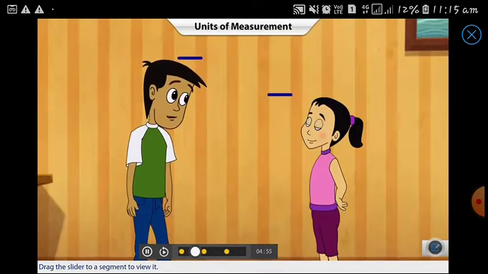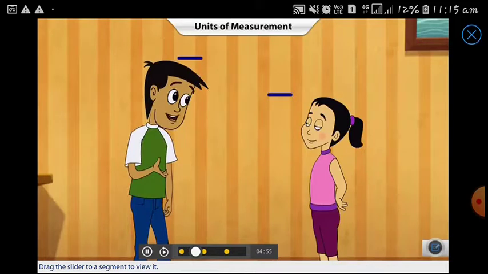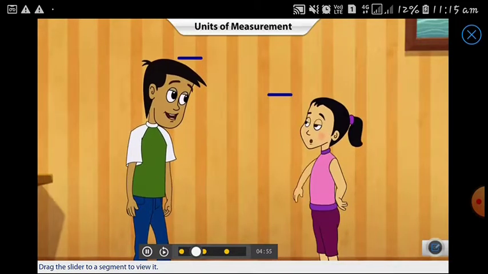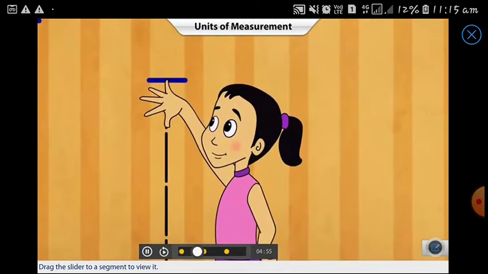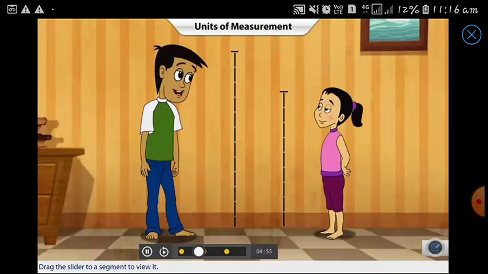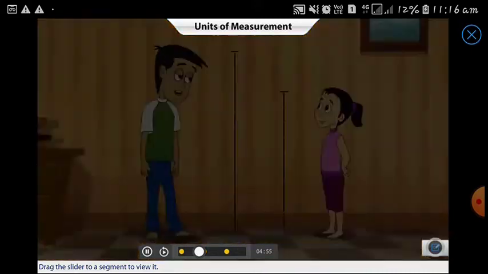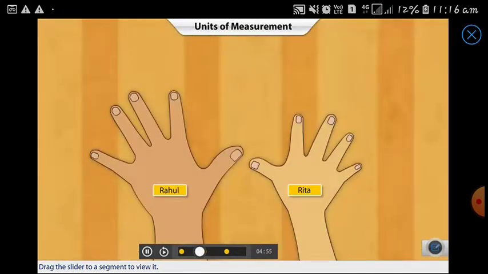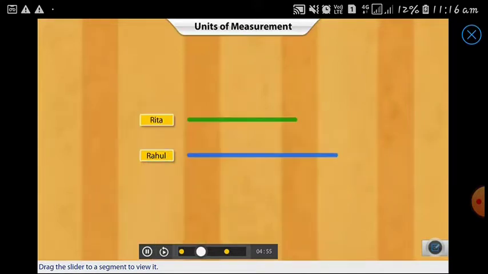Okay, Rita, tell me, how will you measure the height now? Why? I will use the span of my hand to measure. See, I'm 9 spans tall. Show me your hand, Rita. Do you see that the span of my hand is bigger than yours? So if I use it to measure your height, then it would be much less than 9 spans.